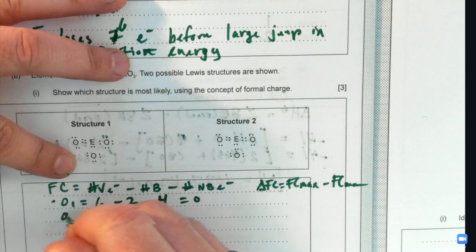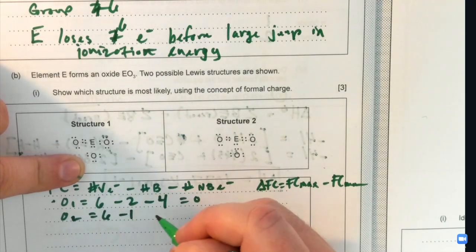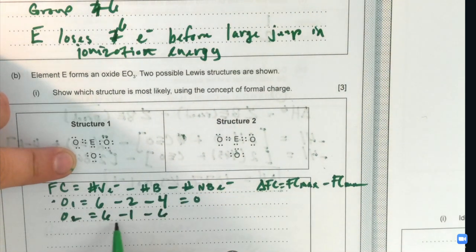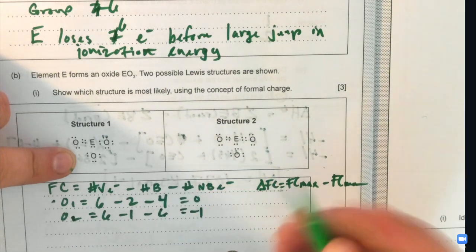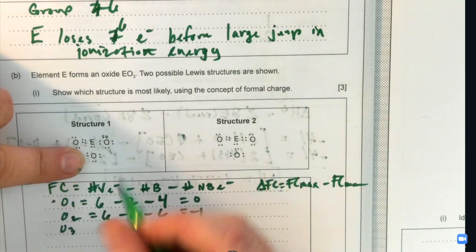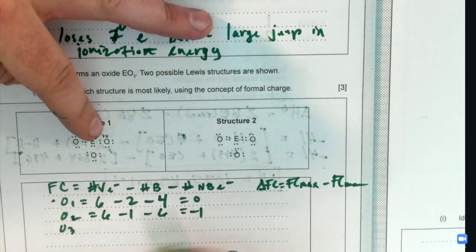For the second oxygen, I'll call it oxygen 2, 6 valence electrons. There's only 1 bond because there are 2 electrons coming out of it, and 6 non-bonding electrons. So 6 minus 1 is 5, 5 minus 6 is negative 1. And for the third oxygen, it's the same as the second, so the third is minus 1.